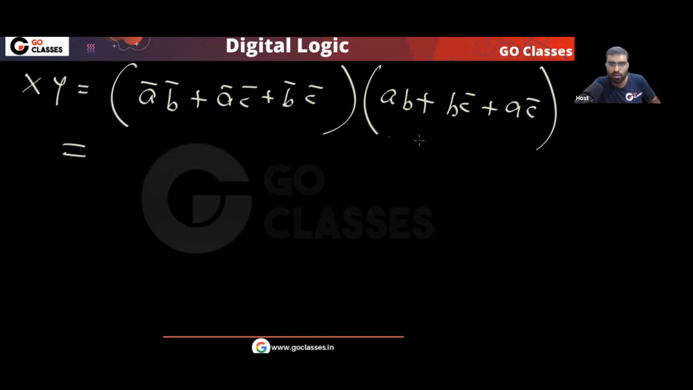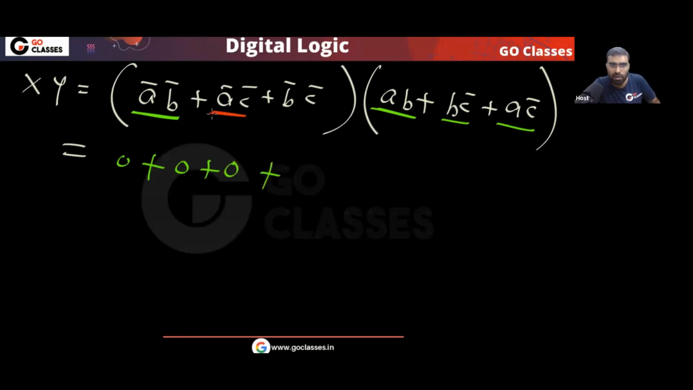If you multiply, this will become 0. So it will become like this, 0 or. Now, if you multiply a bar b bar with bc bar, that also will become 0. If you multiply a bar b bar with this, that also will become 0. So multiplying this with any of them gives 0 or 0 or 0.